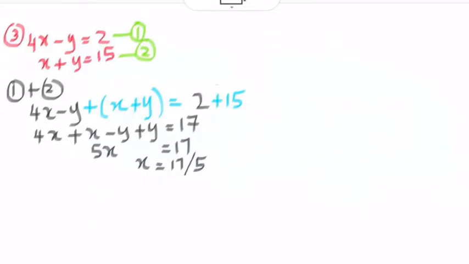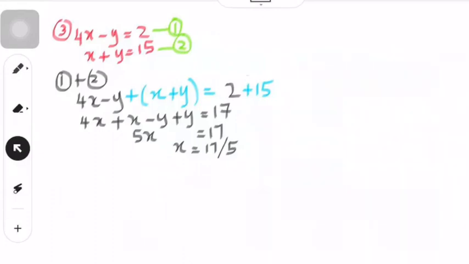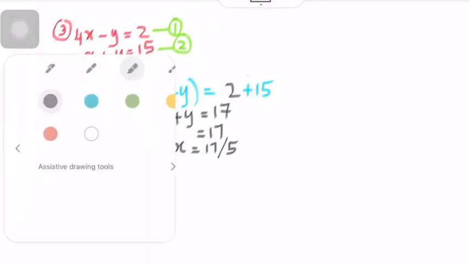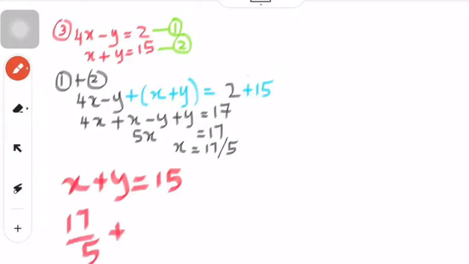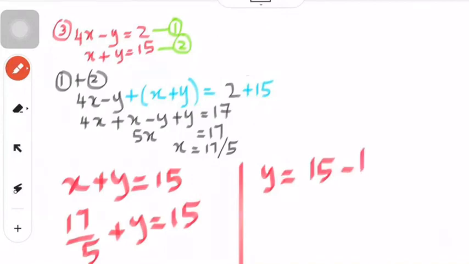Dah siap ke belum? Belum. So now gantilah x tu dekat mana-mana equation yang senang. Cikgu suka yang second equation sebab second equation tu nampak simple. Jadi we have x plus y equals to 15. Gantikan x kat sini jadi 17 over 5 plus y equals to 15. And then you have to calculate y equals to 15 minus 17 over 5.